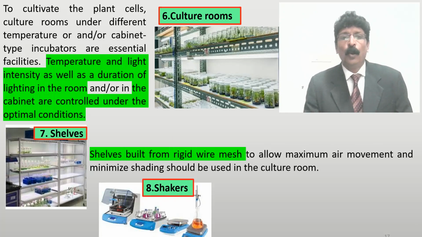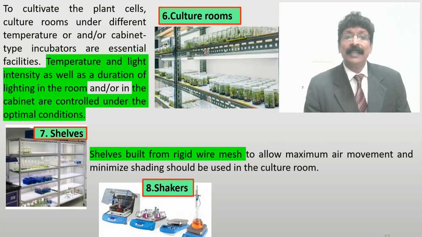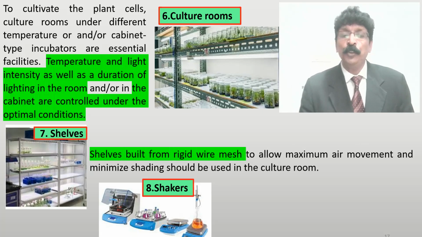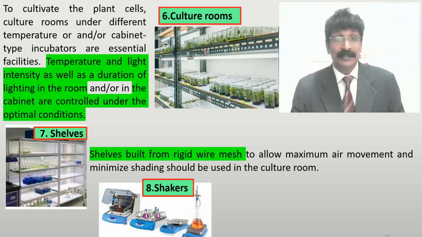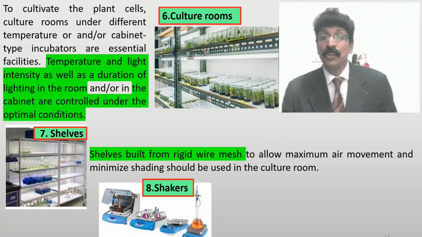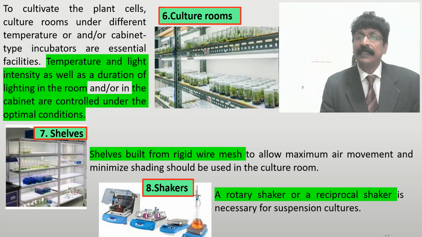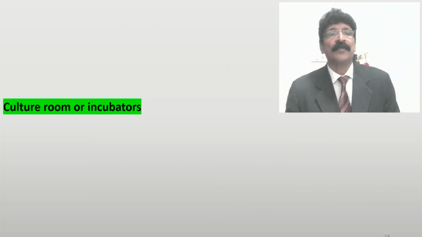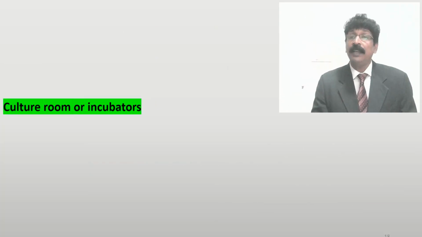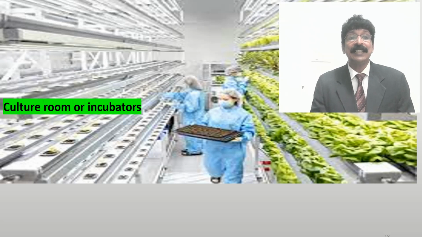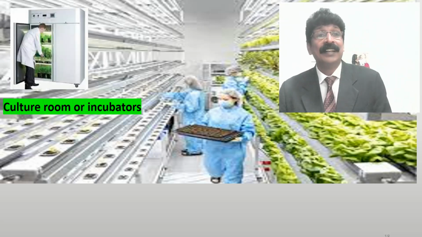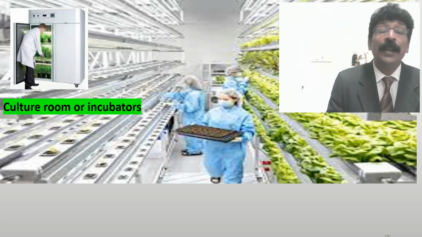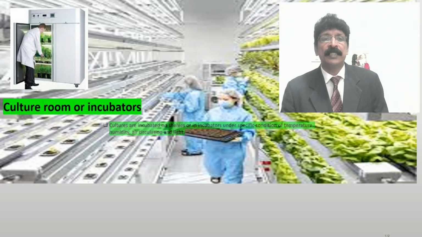Number 7, shelves. In the room, the shelves are also with lights. For visibility, shelves built from rigid wire mesh to allow maximum air movement and minimize shading should be used in the culture room. Shakers, many different shakers, mechanical, magnetic, ultrasonic shakers can also be used. Nowadays, carbon dioxide zone shaking is also available. A rotary shaker or a reciprocal shaker is necessary for suspension cultures. Culture room or incubators, you can see this is a culture room incubator. A researcher or a scientist is opening the incubator, and you can see the double door system.